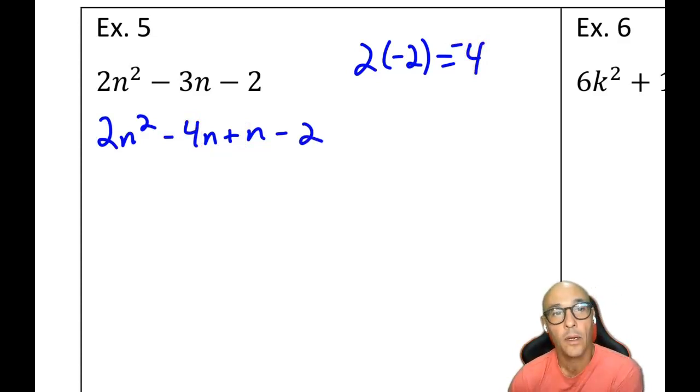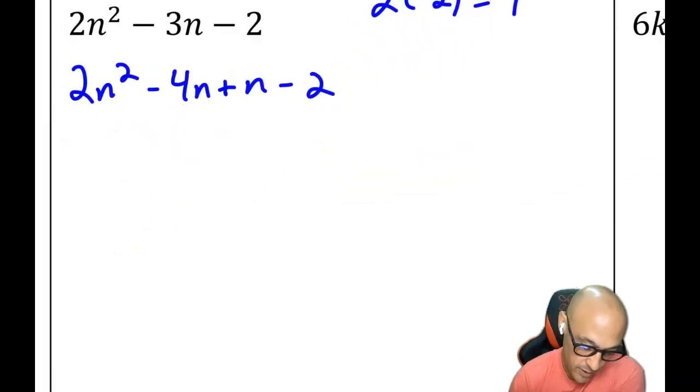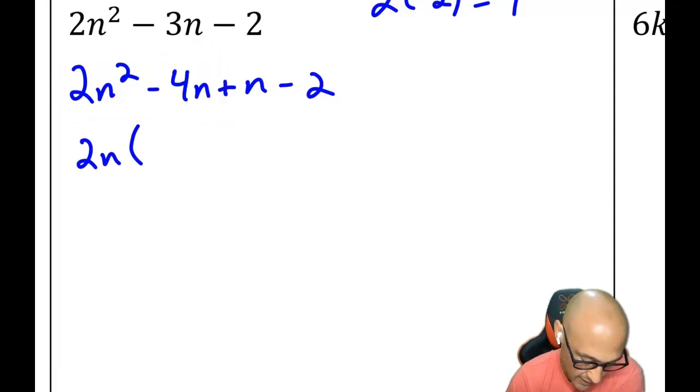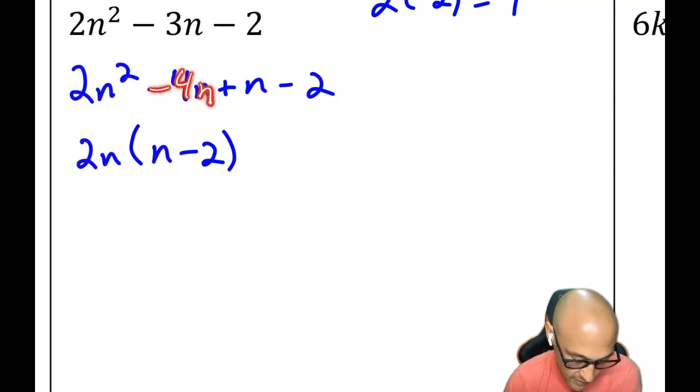There was no greatest common factor for all of our terms, so there was no step 1 to do there. Step 2 is split the middle term. Step 3 is factor by grouping. So when I look at this part, I can factor out a 2n. 2n squared divided by 2n is n. And negative 4n divided by 2n is negative 2. So maybe I'll make that clear. 2n squared divided by 2n is n. Negative 4n divided by 2n is negative 2.